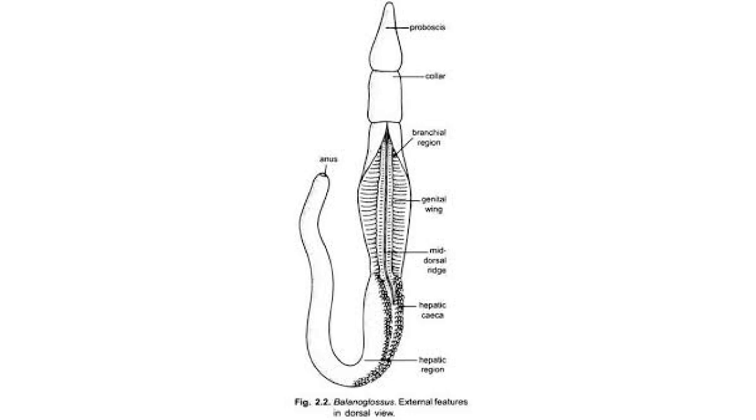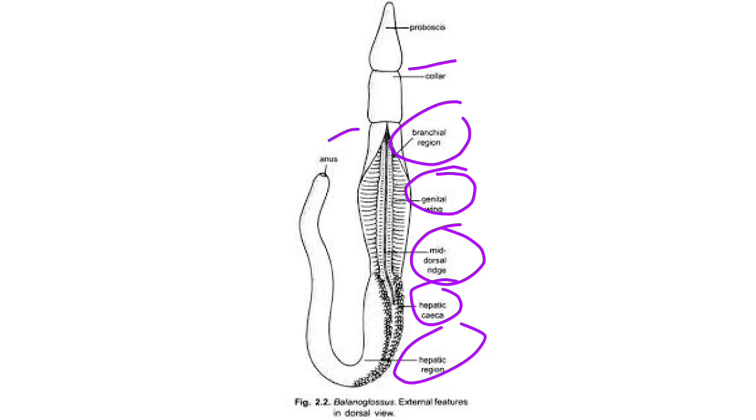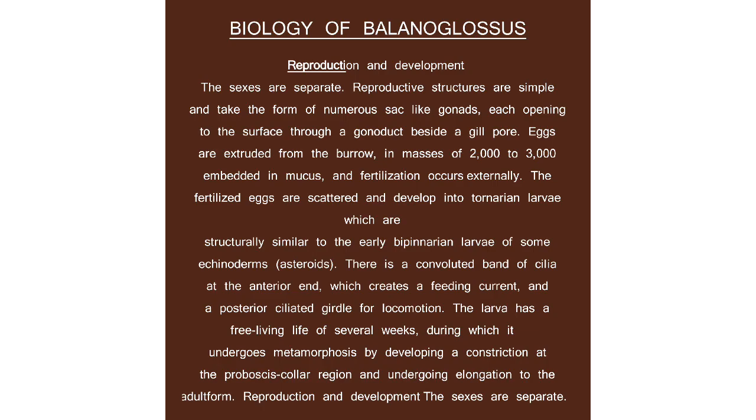Now, this is a typical Balanoglossus image. We have the proboscis, the collar, the collar stalk or proboscis stalk, the branchial region, the genital wing, the mucosal ridge, the hepatic ceca, the hepatic region, and the anus. And this is the genital wing here, which consists of what? Of the gonad. So we can proceed to the reproduction and development of Balanoglossus. The sexes are separate.